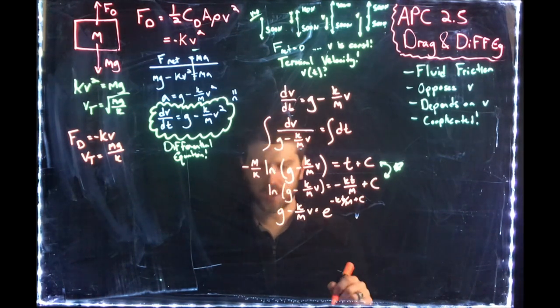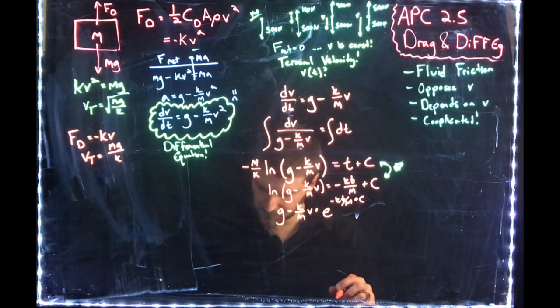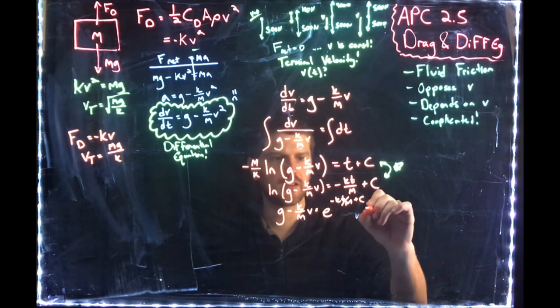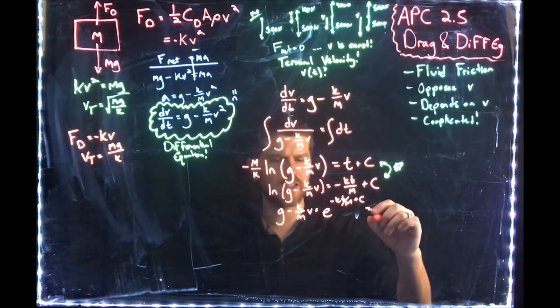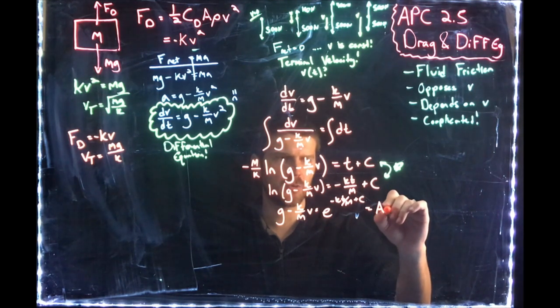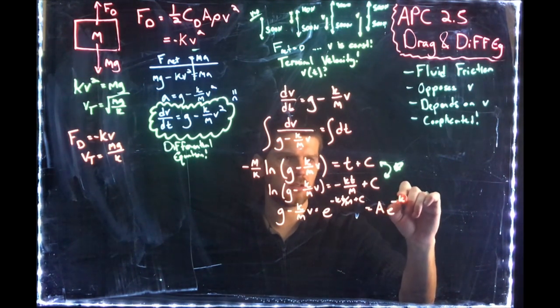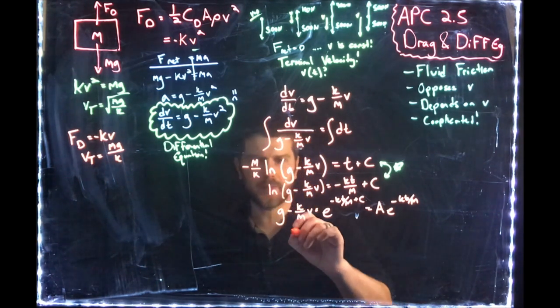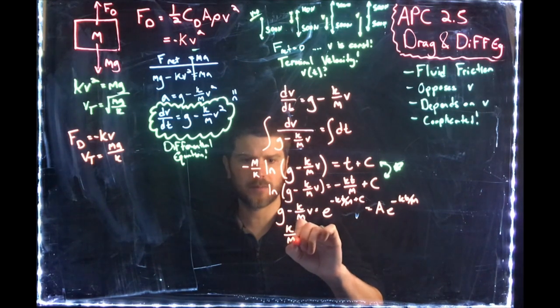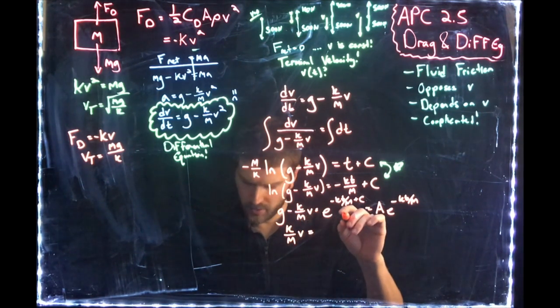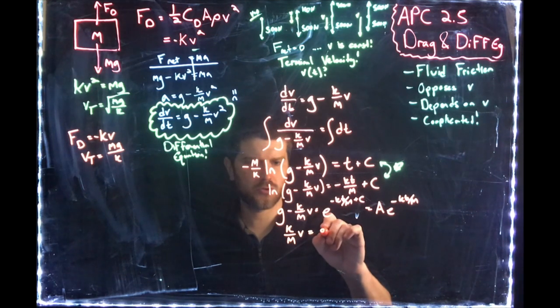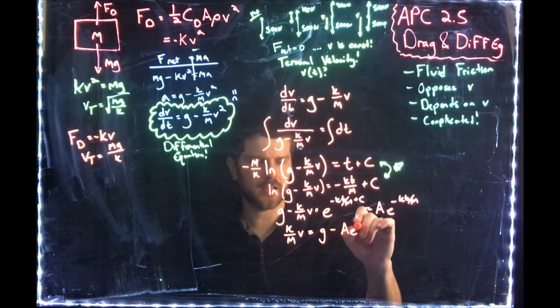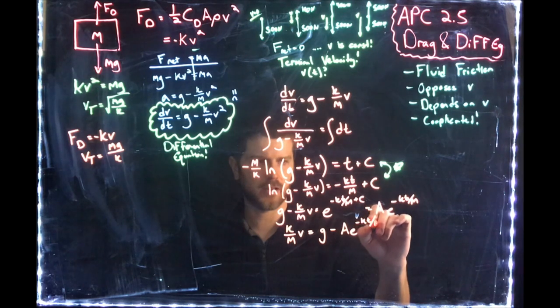Plus c. Now, as you might recall, this plus c ends up being sort of a multiplicative constant here. So we'll get some a e to the minus kt over m. That's similar to what we did during our little digression there. A little bit of algebra then gives me k over m times v equals g minus all this jazz, a e to the negative kt over m.